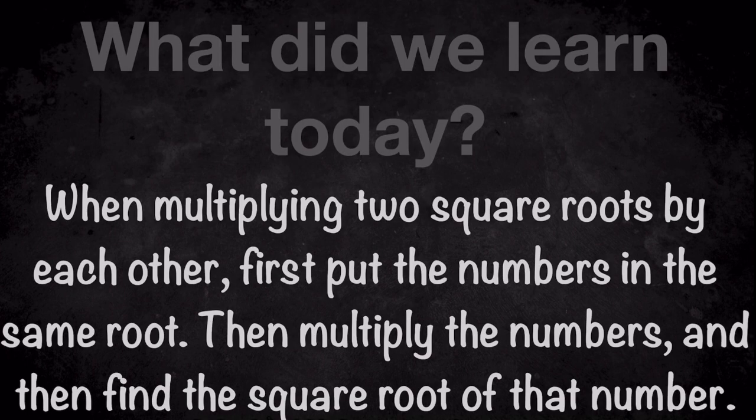Now that we have solved this problem, let's review. What did we learn today? We learned that when multiplying two square roots by each other, first put the numbers in the same root, then multiply the numbers, and then find the square root of that number. In part 2 of the square root rules, we will be learning what to do when you have a square root and an exponent.